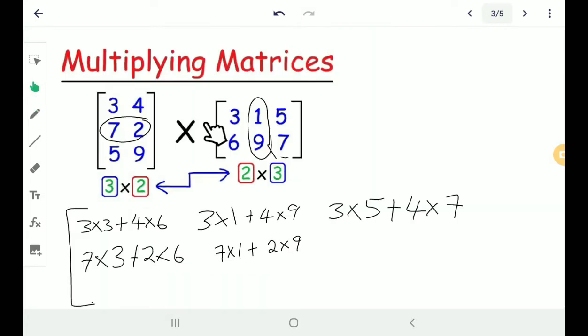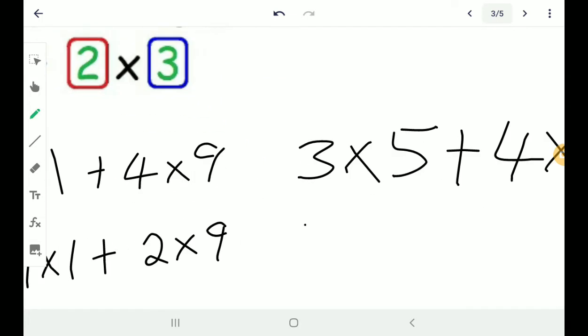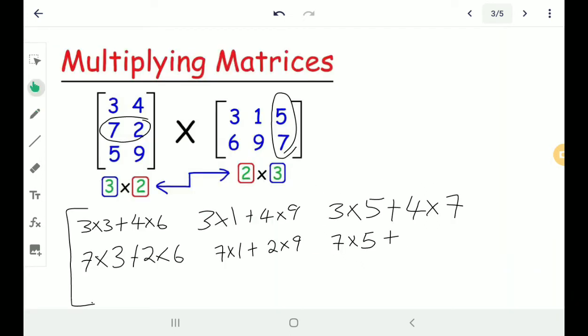And given that we're finished multiplying the second row by the second column, we're going to now multiply the second row by the third column. So it's going to be 7 times 5 plus 2 times 7. And remember, it's always the first element in the row by the first element in the column plus the second element in the row by the second element in the column. Okay? That's the order. So it's going to be 7 times 5 plus what? 2 times 7.